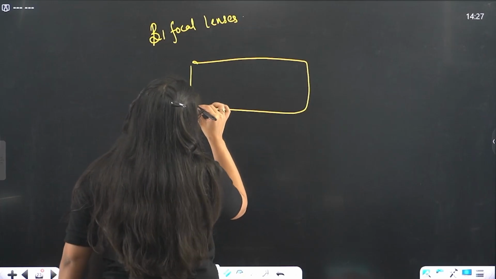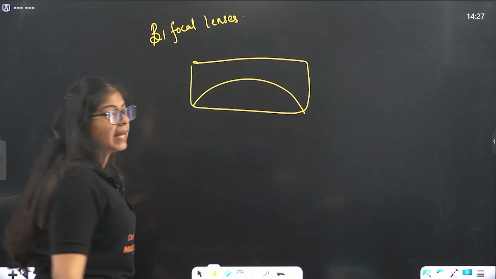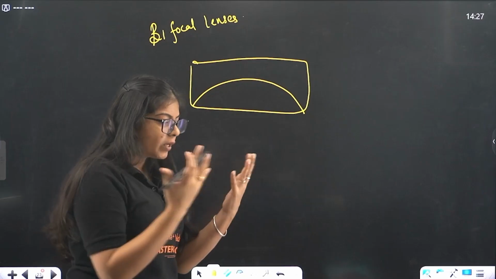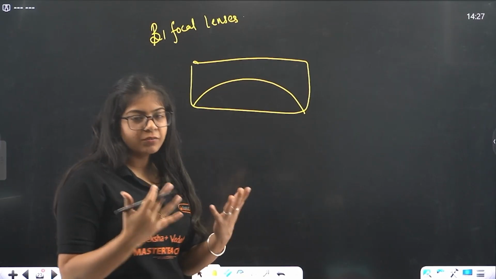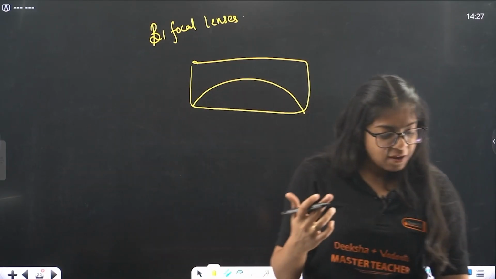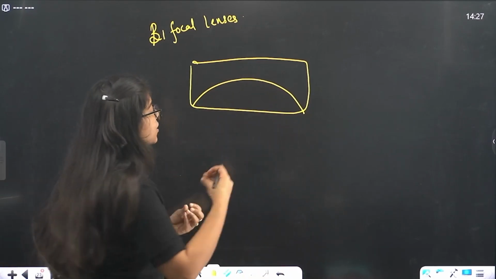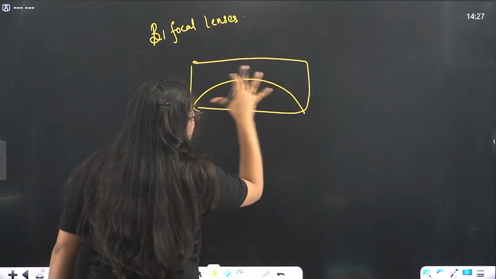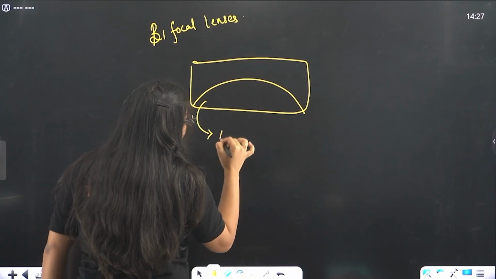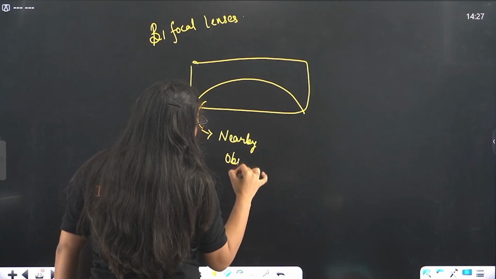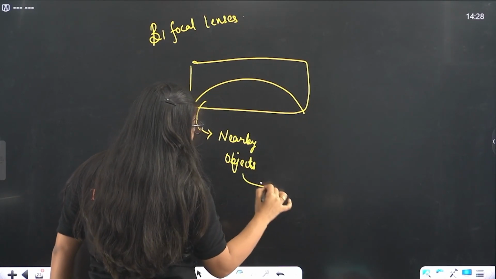So, you see, this looks something like this. Reading, we do it while looking downwards, right? When we look downwards, the downward part is used to see what? Nearby objects clearly. It should see nearby objects clearly, right?